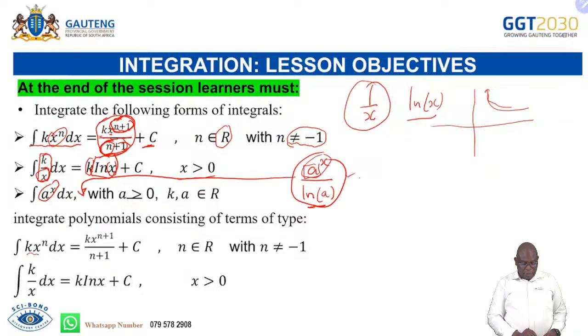When I have kx to the power of n, it's the same thing that we have there, and that is the same thing that we have there. So we must always be able to integrate them in that form. By the end of this lesson, every one of you must be able to do it that way.